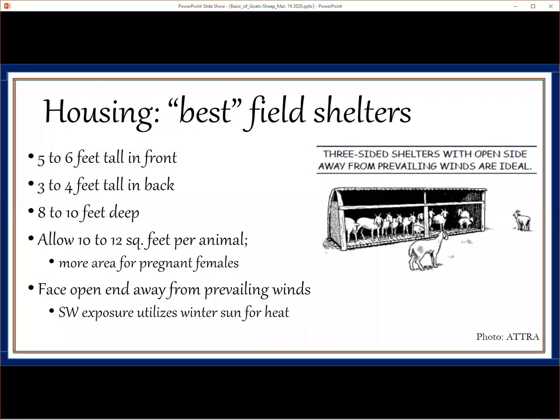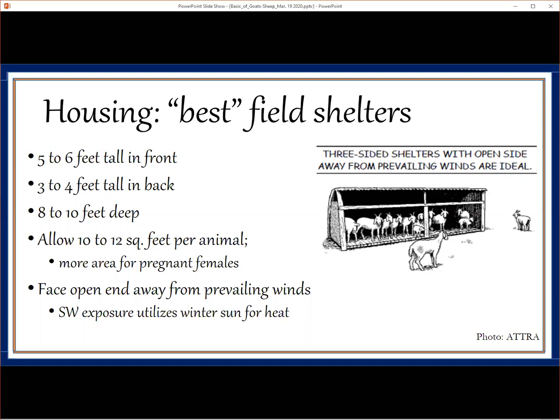What's the best housing for field shelters? Now, best is kind of subjective, and this person suggested the dimensions that you see on that slide there. Obviously, they can be modified to suit whatever operation you are doing and what material you have for building. And you know, it will be going by how you wanna do your structure.